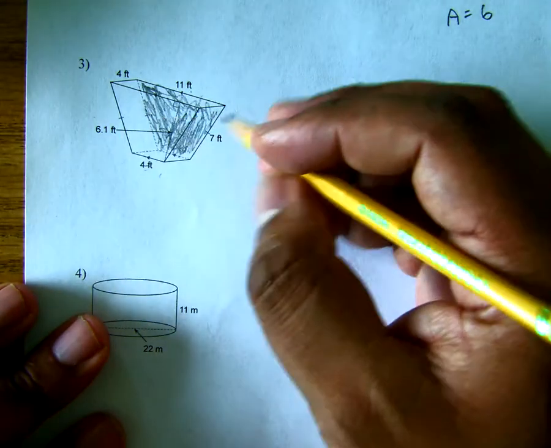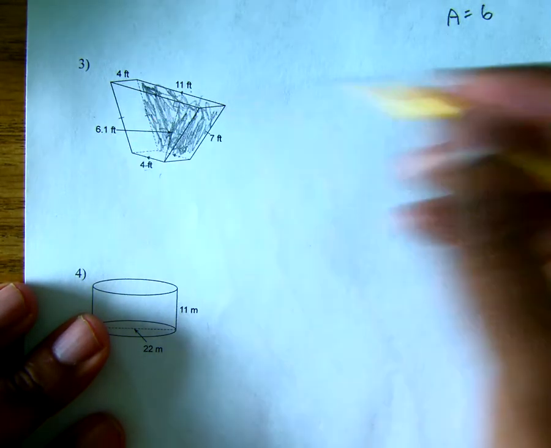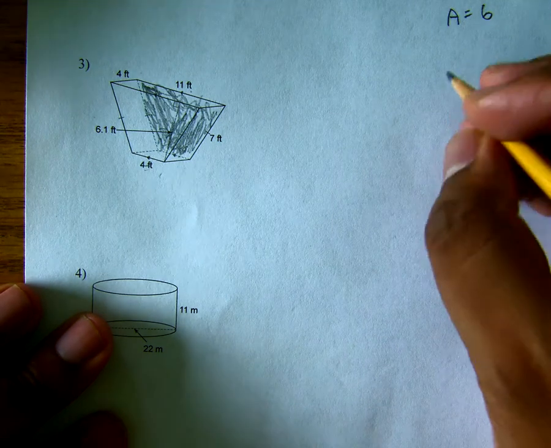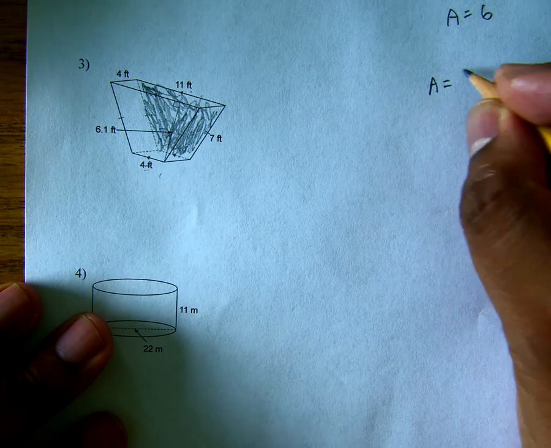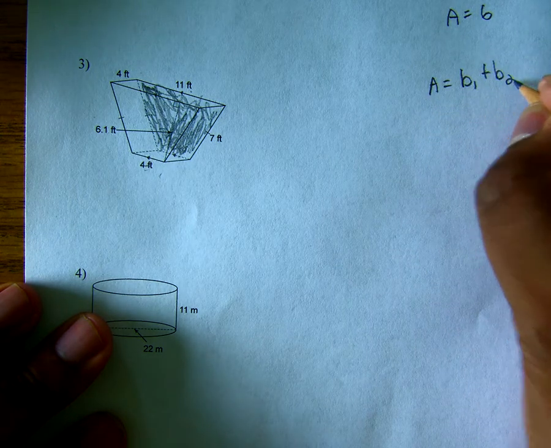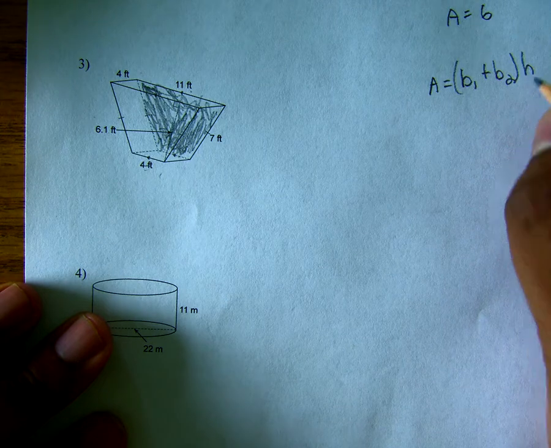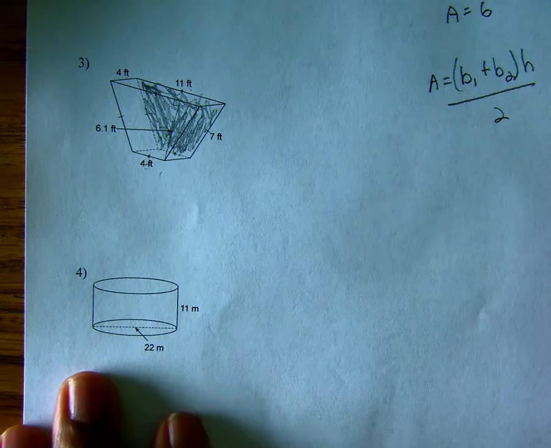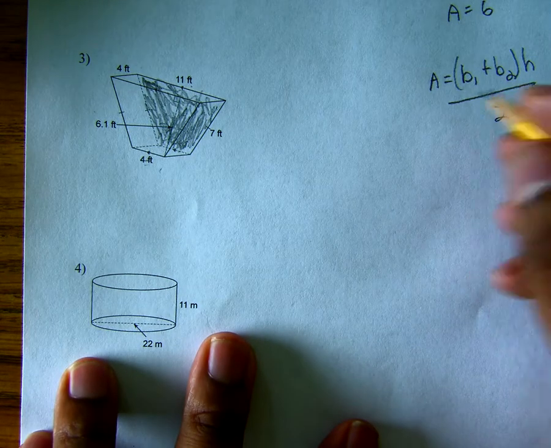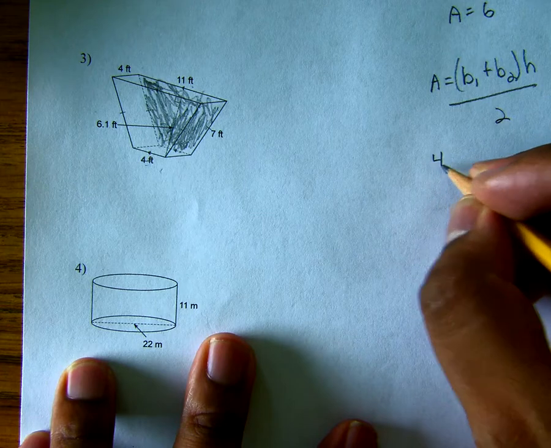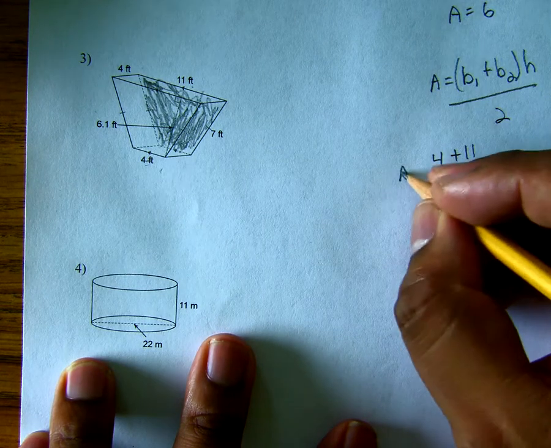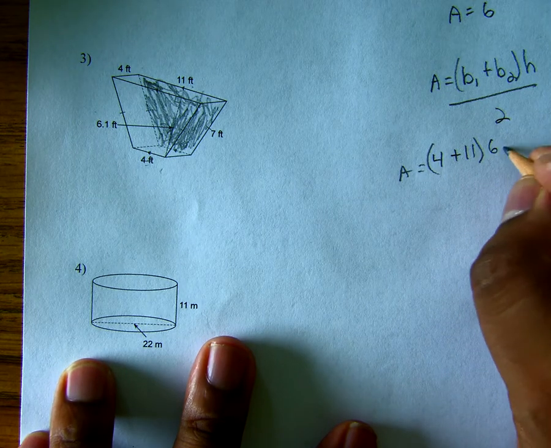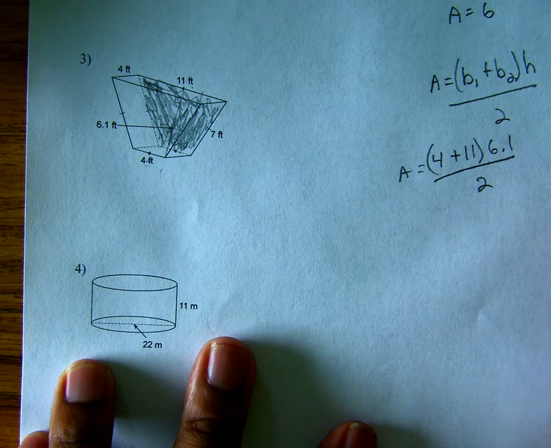So those are the numbers we're going to use, those two bases and our height, in order to find the area of a trapezoid. So I'm going to write my formula right quick. Area is equal to B1 plus B2 times the height divided by 2. All right, so I'm going to plug those values in. And I'm going to have 4 plus 11 times 6.1 divided by 2.